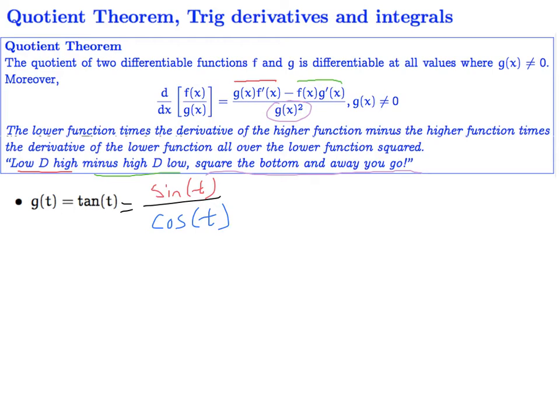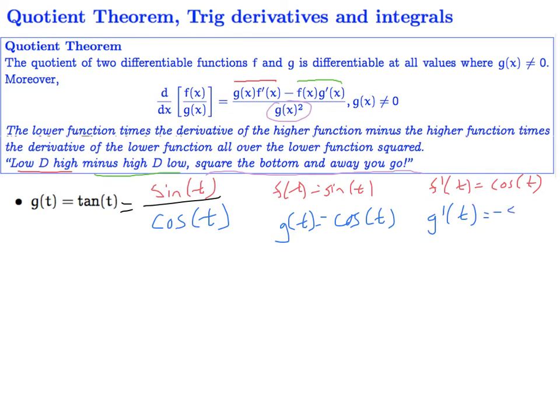So again, using our quotient theorem, what we can do is say our top function is going to be sine of t, and we can compute the derivative of this. We knew that this was cosine of t. We can also write our lower function, g of t, as cosine of t, and compute the derivative pretty easily as negative sine of t. That negative is super important. And now we can go ahead and compute the derivative.